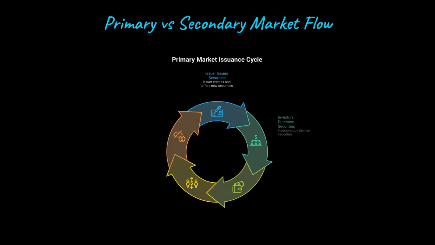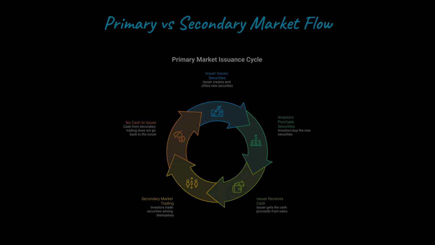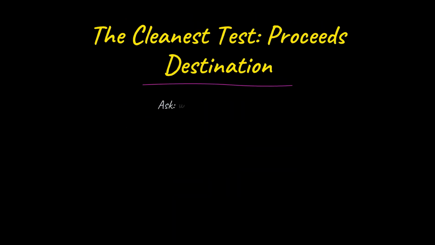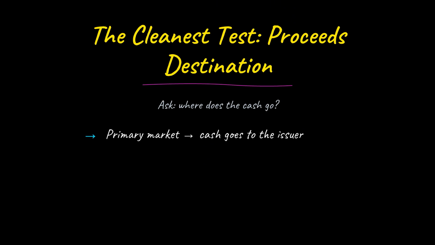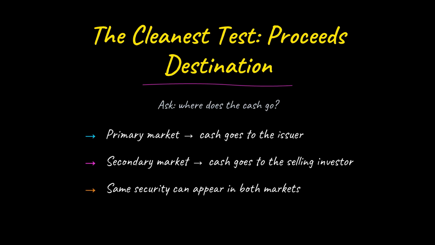In the primary market, cash flows directly to the issuer in exchange for newly created securities. Once those securities exist, they trade on the secondary market, but those subsequent trades send cash between investors, not back to the issuing company. The easiest way to classify any transaction is to ask where the proceeds go. If cash flows to the issuer, it's a primary market event. Securities are being created. If cash flows to another investor, it's secondary.